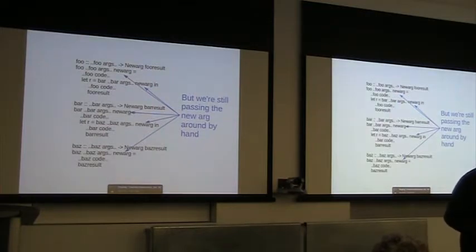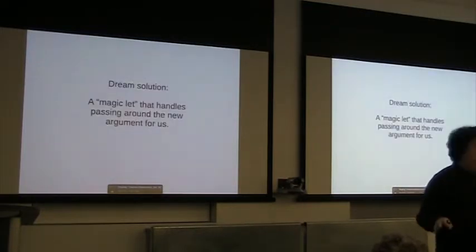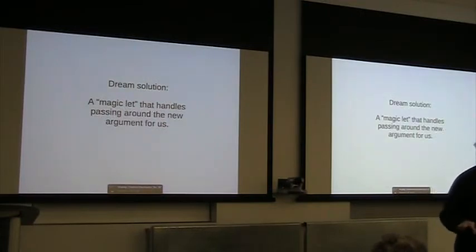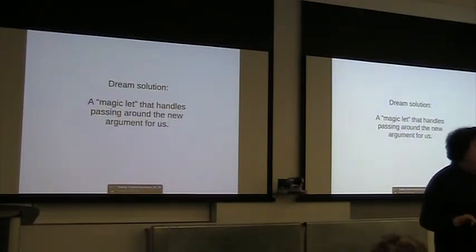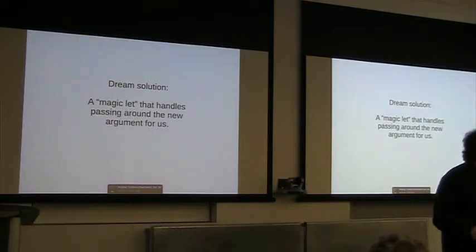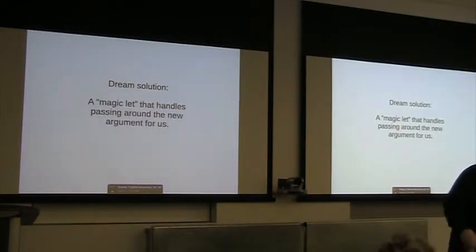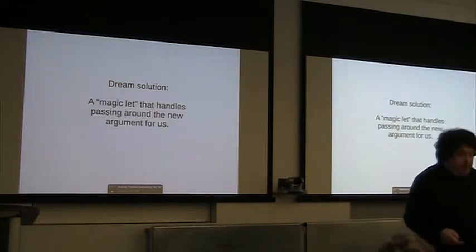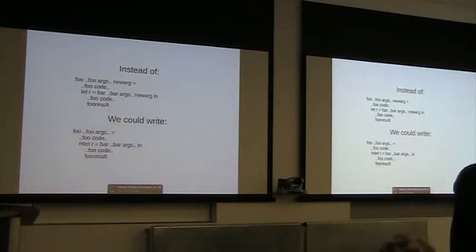how might this work? So you might go, a dream solution would be to have a magic let statement in the language. And the magic let statement would just automatically pass the new arg around. It would just know that there is this new argument that needs to be passed around. And if we had this magic let, instead of having to pass the arguments around, we could just use the mlet, which is our magic let here, in place of a normal let here, right?